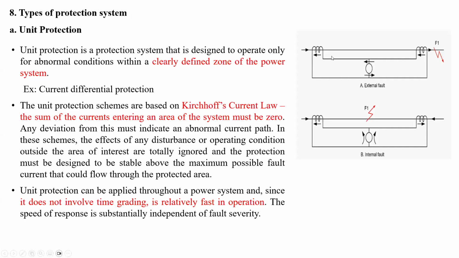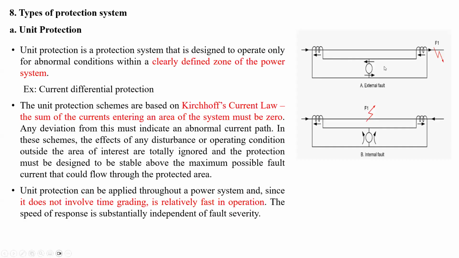In this picture, you can see CTs are connected on both ends, and my relay is connected between these two CTs. If there is any fault from this point to this point, then only this relay will operate. If the fault is beyond this point, this relay will not operate. So we can call this a unit protection. Unit protection is nothing but in-zone protection.